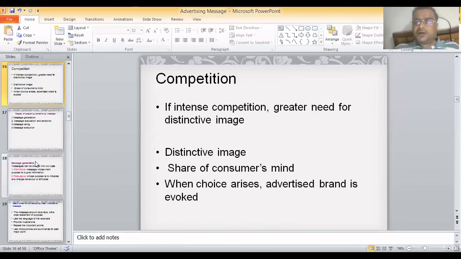Then you want to have a share of the consumer's mind. When given a choice, the customer should choose your brand over the competition.